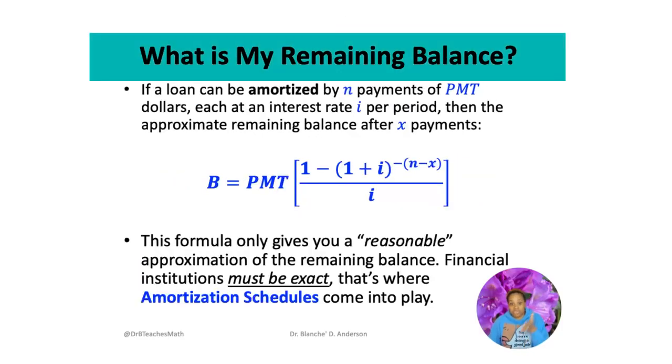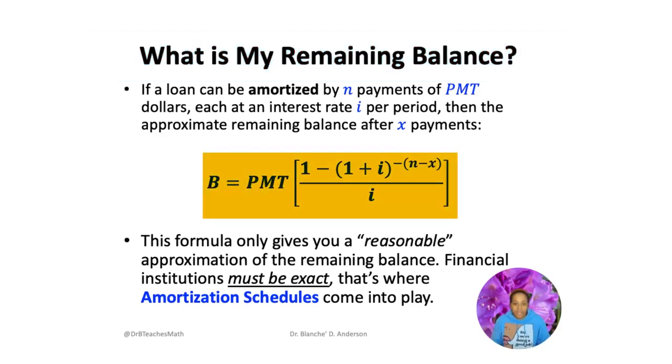Oh, another good question. What is my remaining balance? Okay, I've made so many payments. I've made 50 payments. Now, how much do I owe? I've made 10 payments. Now, how much do I owe? There is a formula for that. So if the loan can be amortized, meaning you can calculate a payment that has the principal and the interest together, you can actually figure out what the remaining balance would be for that particular loan.